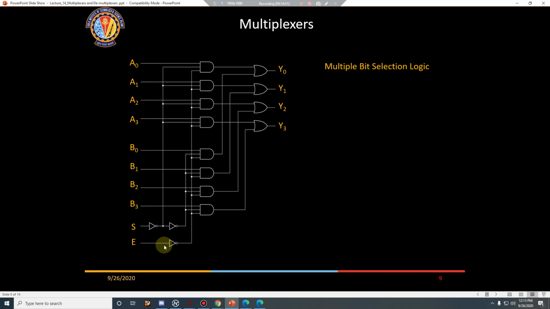So I will enable this chip first. There might be similarly many other chips. So I am enabling this chip. Once that is done, I just forget about that, and then I will use the S bit to take input either from this channel or this channel. Is it okay?